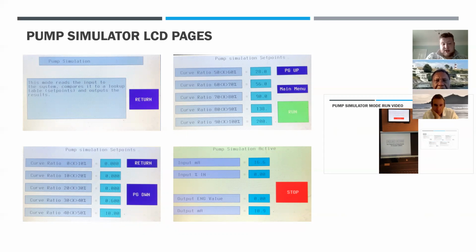So as you can see in the pump simulation set points page, the page below it and to the top right, these are where you put your extrapolated data into. And then when you click run, it'll go to the run screen, which is the green screen below. And then from that screen, it will output the milliamps out compared to the input to the system.